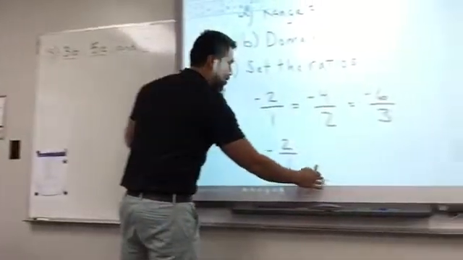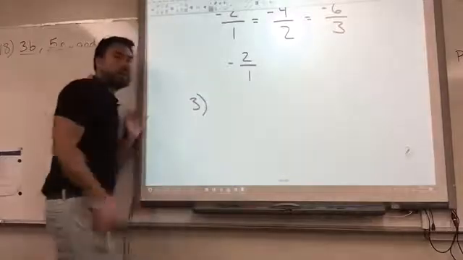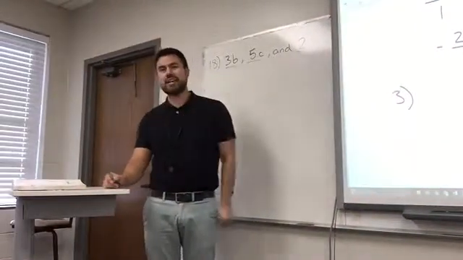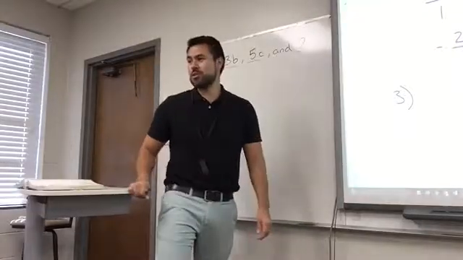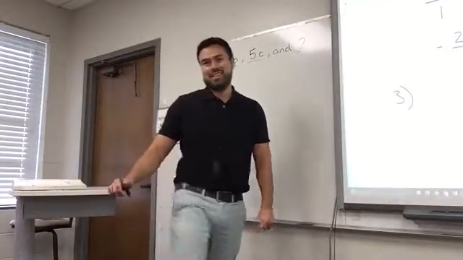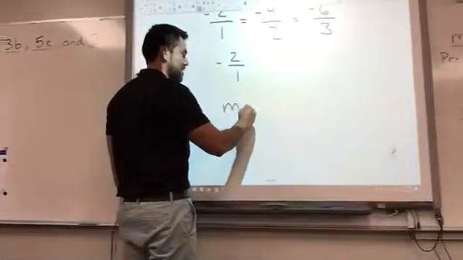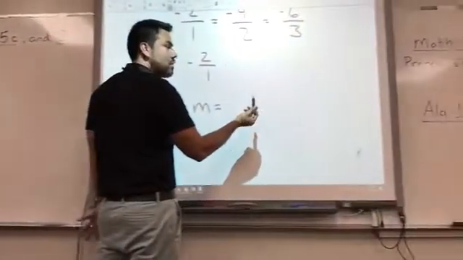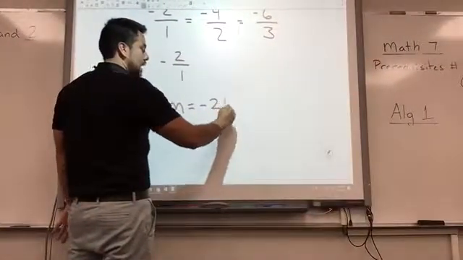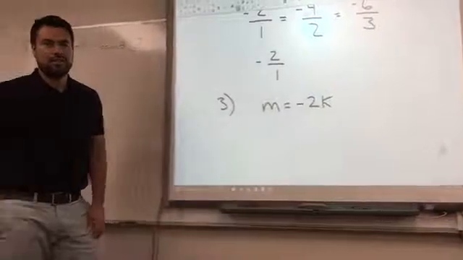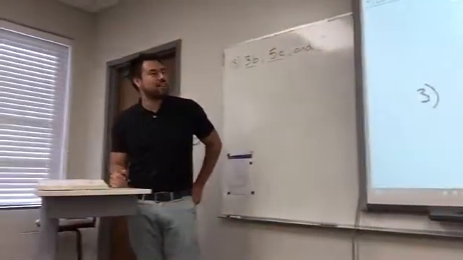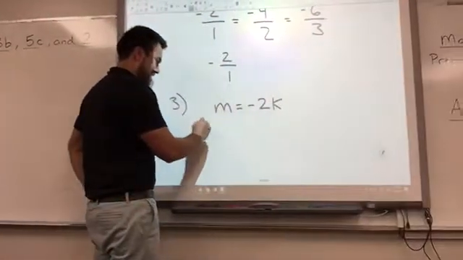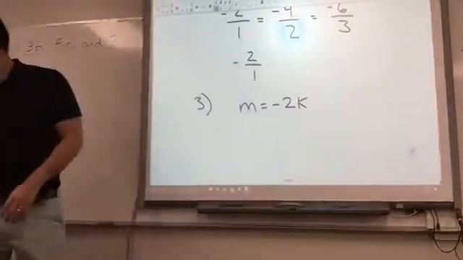Now, I'm going to go with number 3. Does anyone know what my equation is so far? Now, don't use y and x, because y and x are not in that problem. But can someone use k and m? M equals. Super close. M equals negative 2 over 1. How can you rewrite that? Negative 2k, right? Yeah, negative 2k. So I'm going to write this step down.